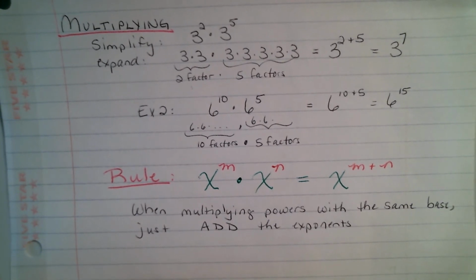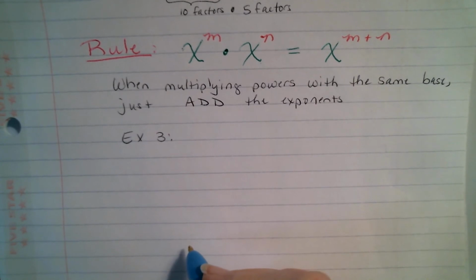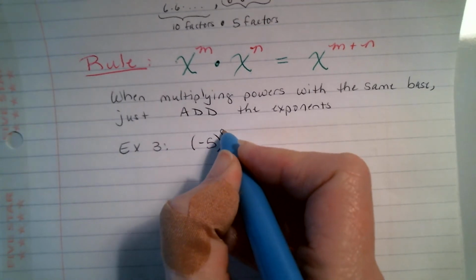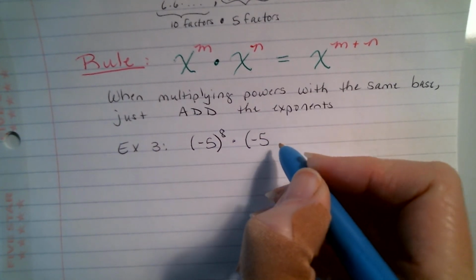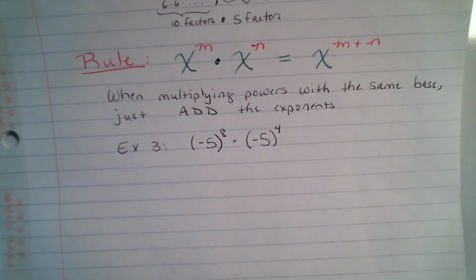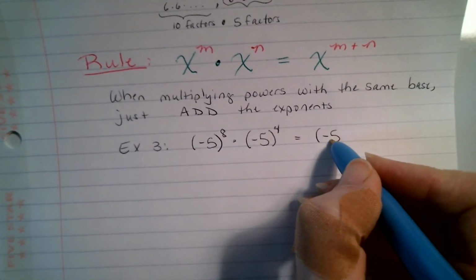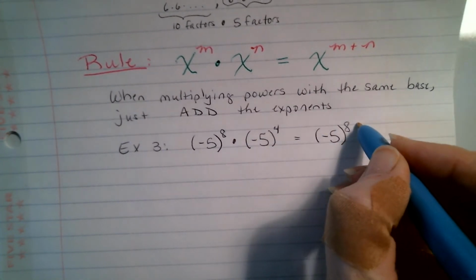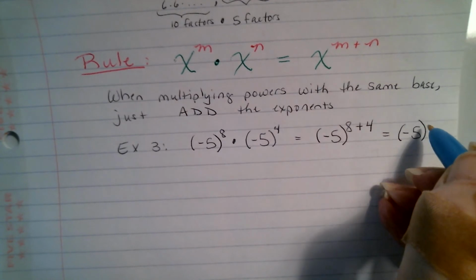Let's come up with a couple different examples here. Example 3. What if we had -5 raised to the 8th power times -5 raised to an exponent of 4. Well, those parentheses are important, right? Means it's the negative that's getting multiplied over and over again. How many times? 8 times here, then another 4 times. 8 and another 4. Negative 5 to the 12.